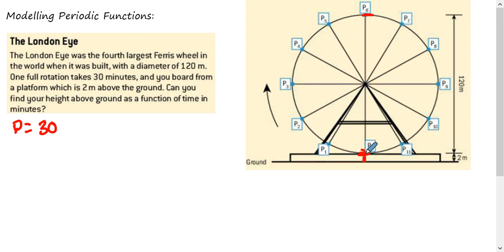So our initial height is how far off the ground? 2. So when I sketch this graph, initially we have a height here of 2. And then it gets taller, and taller, until this is the tallest height. The tallest height is going to be right here, and that is at 122. And then it gets shorter and shorter until it comes back down to 2.